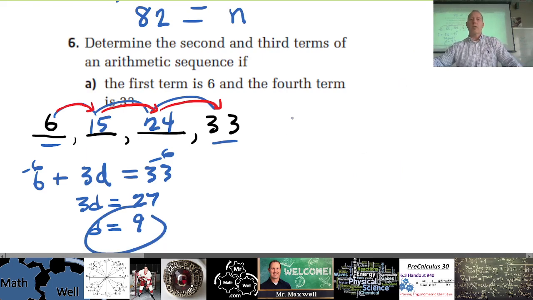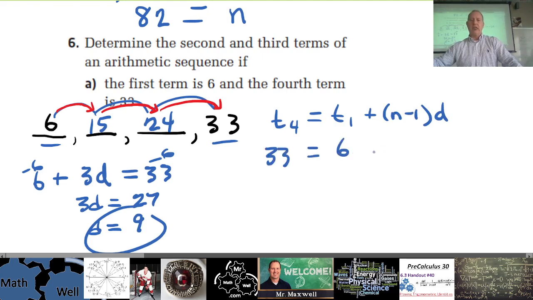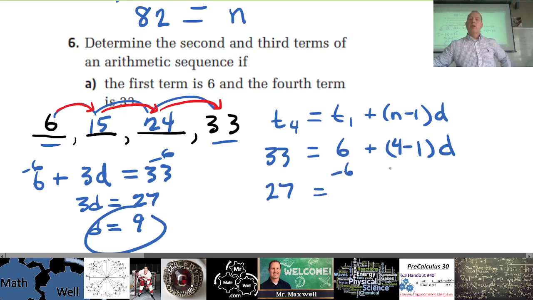So the fourth term, okay, if we go the fourth term, and then we go t of 1 plus, I'm just going to write this out, d. So if the fourth term is 33, and the first term is 6, okay, where do I go from here, do you think? Because I don't really know the d, but the n is 4. So I could solve for d, I guess, right? Yes. So you could solve for d this way, which is going to turn out to be, subtracting 6 from both sides is 27. And then 4 minus 1, that equals 3d.